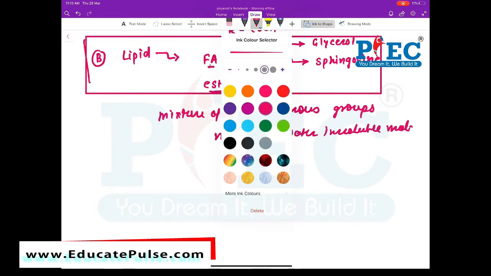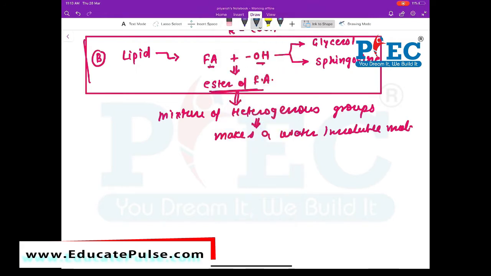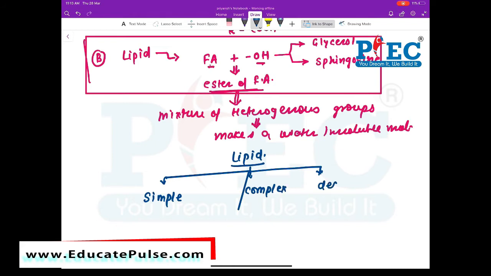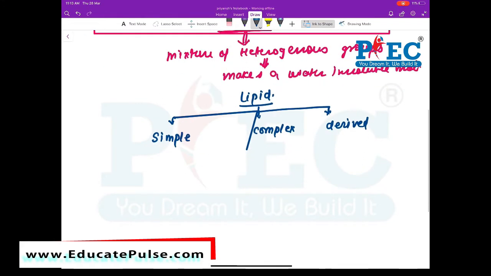Now if we go into the detailed classification of lipid, it is mainly divided into three categories depending on their constituents. First is called simple lipid. Second category is complex lipid, and third is derived lipid. The definition of simple lipid will be: there will be fatty acid and alcohol. Fatty acid and alcohol will make a simple lipid.